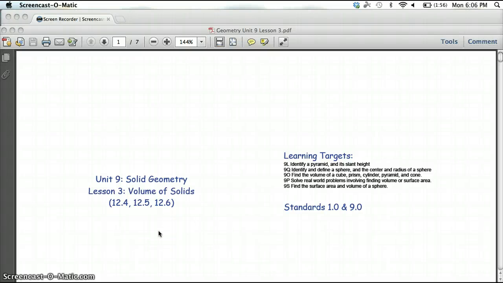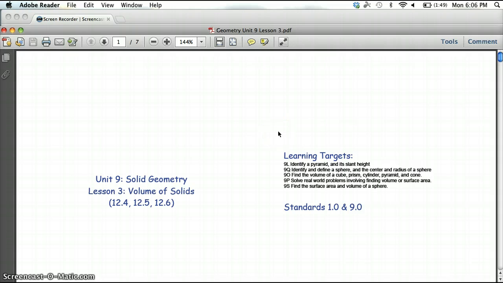Unit 9, Lesson 3. We are on the volume of solids. We've talked for the last couple weeks about surface area, and there's 5 different shapes that we talk about when we talk about surface area. The 5 shapes are a prism, a cylinder, a pyramid, a cone, and a sphere. So now we're going to talk about the volumes of all 5 of those shapes. So let's take a look.